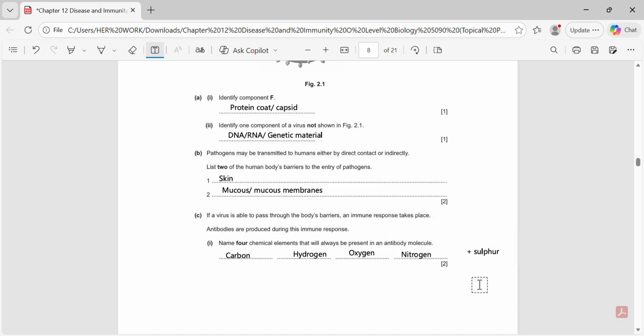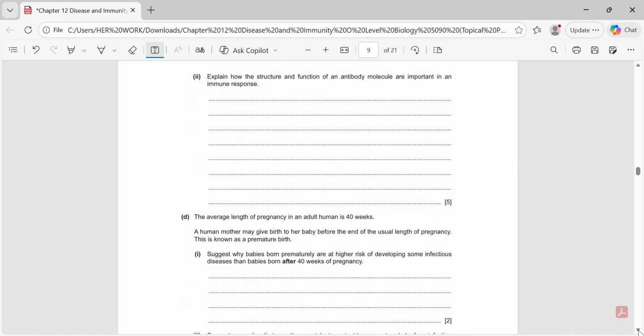In addition, sulfur is also commonly present in antibodies because it is found in the amino acid cysteine, which forms disulfide bonds in antibody structure. Also, we move on to another question, which now asks us to explain how the structure and function of an antibody molecule are important in an immune response. This is a 5-mark question, so we need to answer it carefully and clearly.